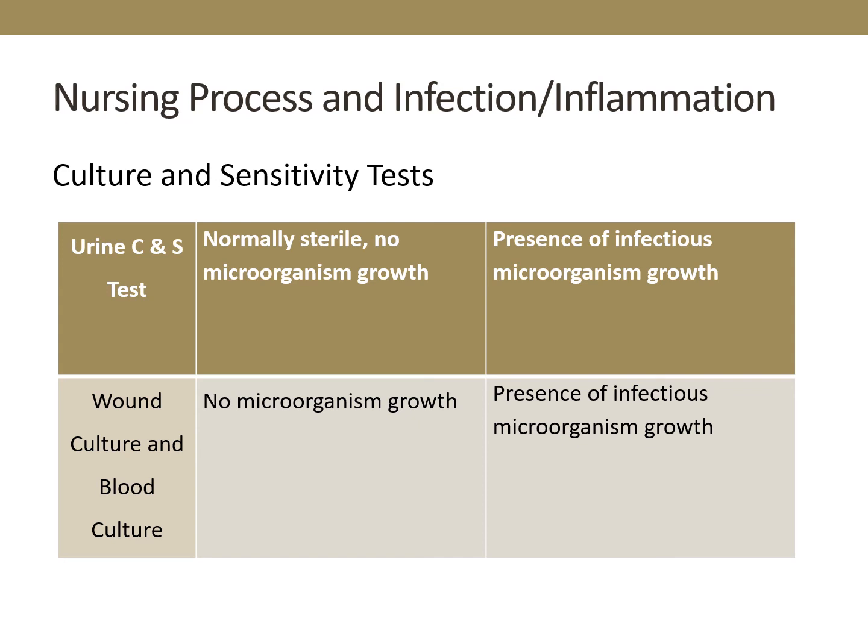So, culture and sensitivity tests. A urine culture and sensitivity test: urine is normally sterile. There's normally no organism growth. If there is growth of an infectious microorganism, you have an infection. With wound and blood cultures, there's no microorganism growth if you don't have an infection, and obviously there will be microorganism growth if you do. Those mostly test bacterial infections. Viral infections usually don't show up on a wound culture or blood culture. We talked about that in conference this week.